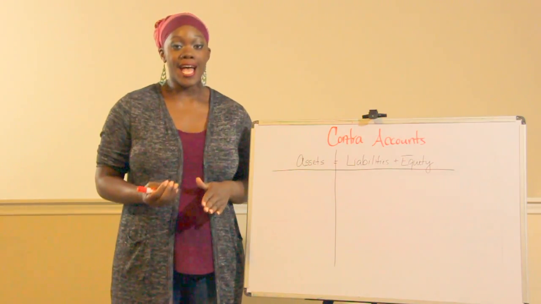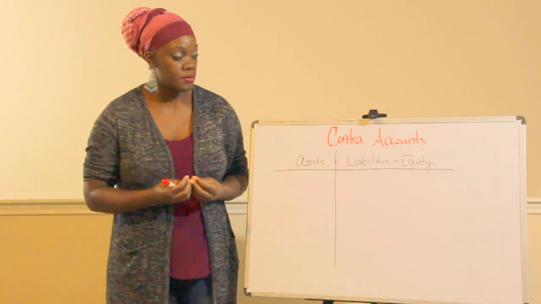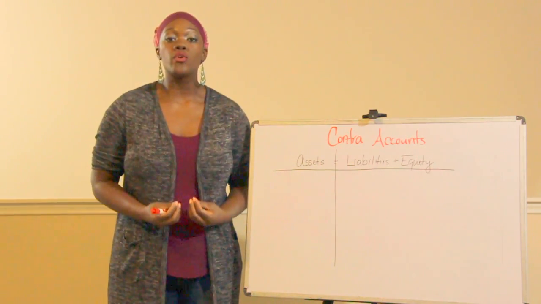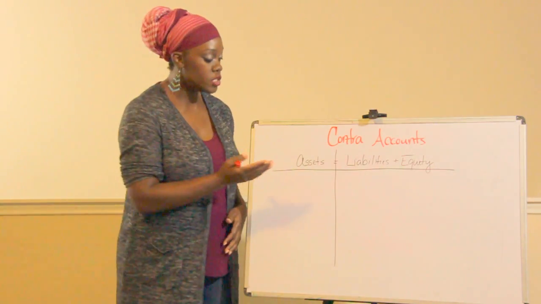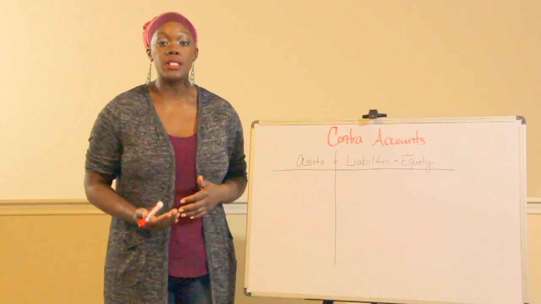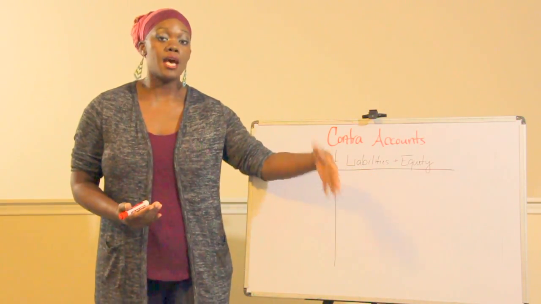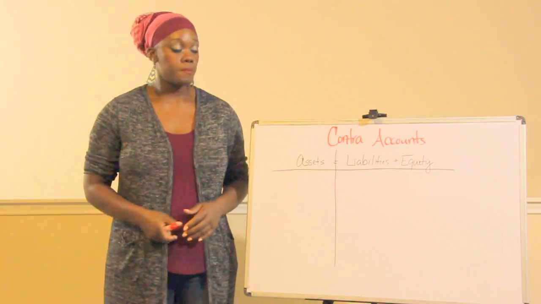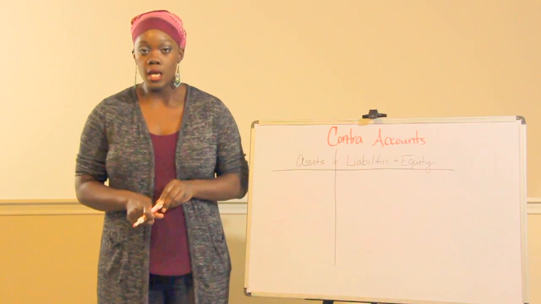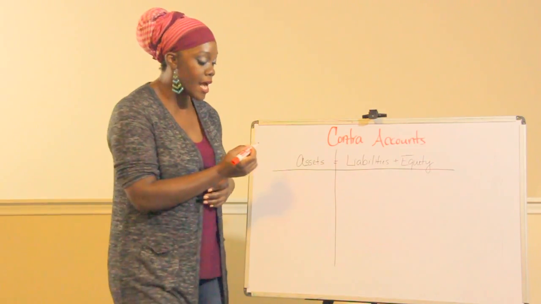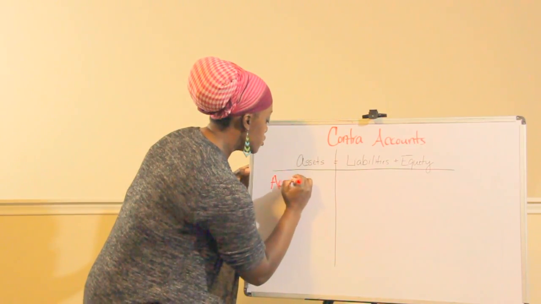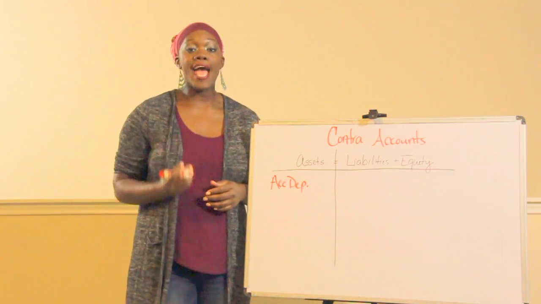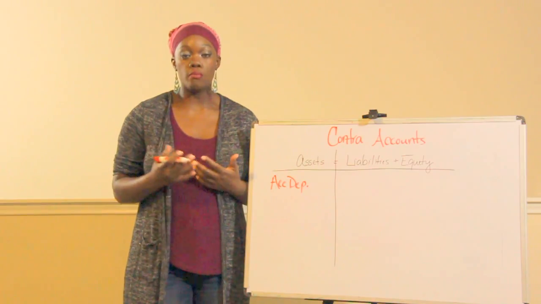So a contra account, not a contra asset, means that it decreases a specific account. If it's a contra asset, that means it decreases an asset. If it's a contra liability, that means it decreases a liability. And if it's a contra equity account, it decreases an equity account. All right, so some of the most common types of contra assets are going to be your accumulated depreciation. Accumulated depreciation decreases your asset, which is going to be some type of building or property, plant, and equipment.